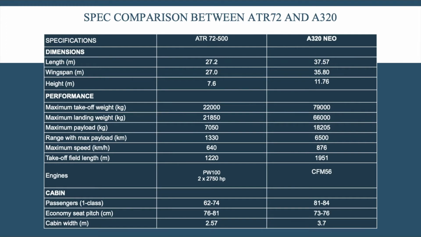So this is the performance, the maximum takeoff weight. A320 has more weight compared to ATR, which is 79,000. And the maximum landing weight is 66,000 compared to ATR, which is 21,850. So next is the range, maximum speed and takeoff. Basically, A320 is higher than the ATR 72.